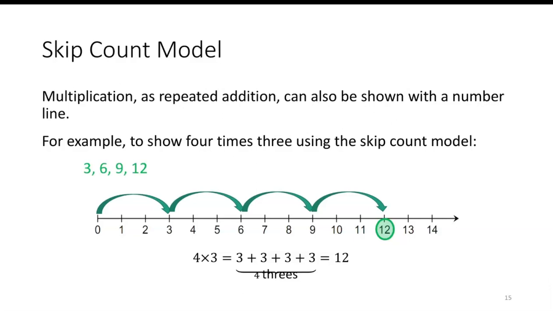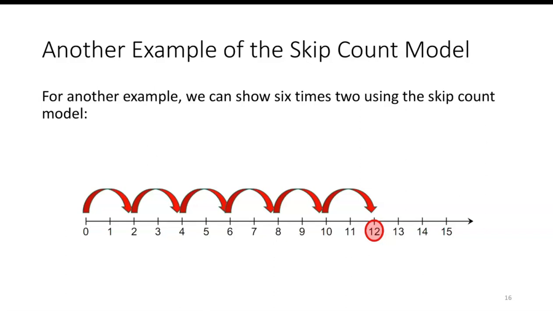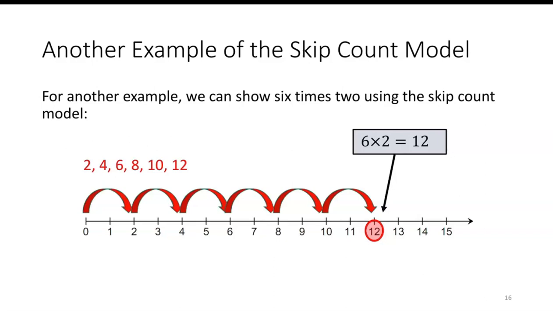For another example, we can show 6 times 2 using the skip count model. So 1 arrow, 2nd arrow, 3rd arrow, 4th arrow, 5th arrow, and a 6th arrow. So that tells me, doing the skip count, 2, 4, 6, 8, 10, 12. Basically, we have 6 arrows of length 2. 6 times 2 is 12.